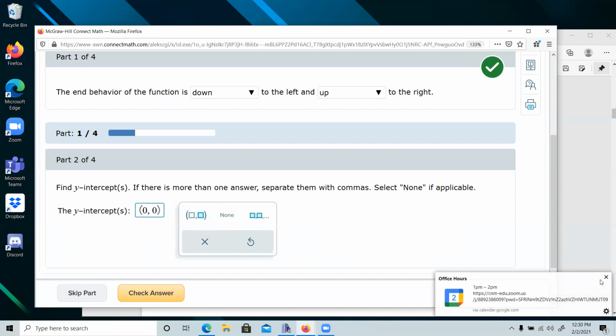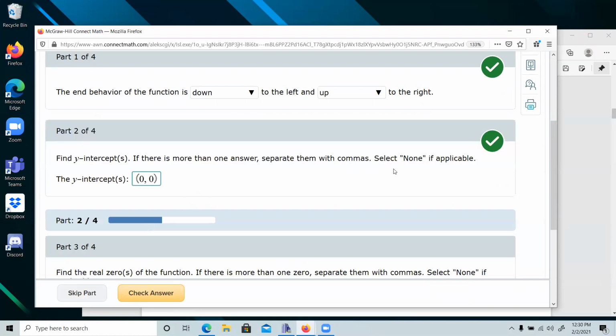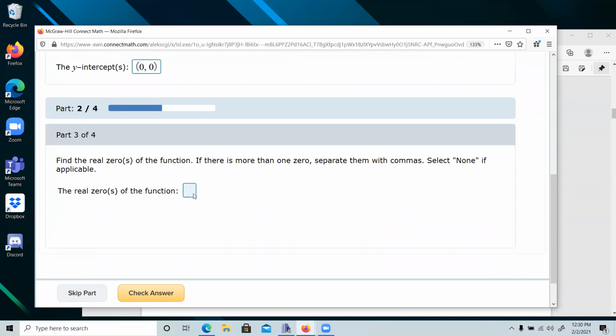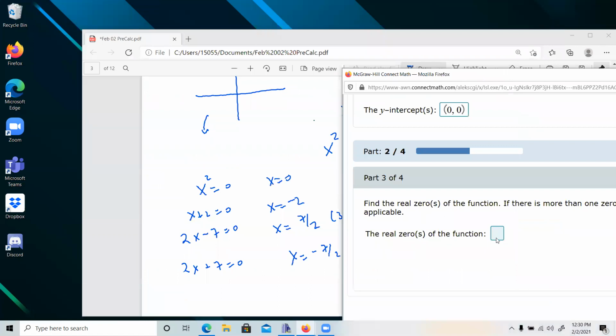I know they say if there's more than one. Anytime there would be more than one, you don't have a function anymore because it fails the vertical line test. So when you see this more than one business here, they're bluffing. With a polynomial, they are bluffing. Find the real zeros, and we did that. We made sure we got all the real zeros here. And again, they just want a list.